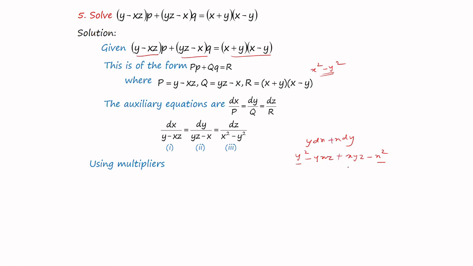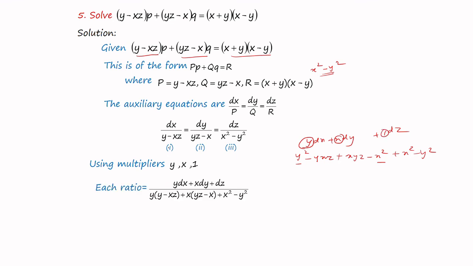What about the other multiplier? You just want this x squared minus y squared as it is. So we add the multiplier 1, and then these terms get cancelled. You get the answer to be 0. So we have to use the multipliers y, x and 1. We use the multipliers y, x and 1.